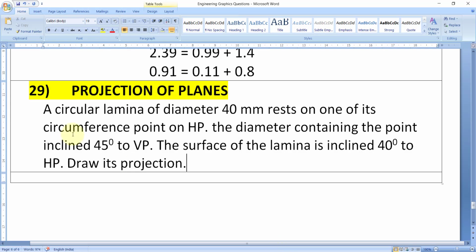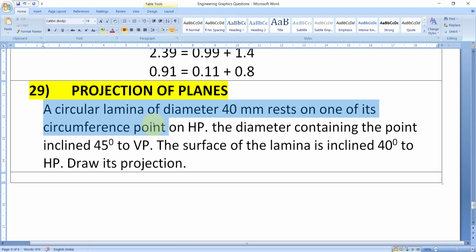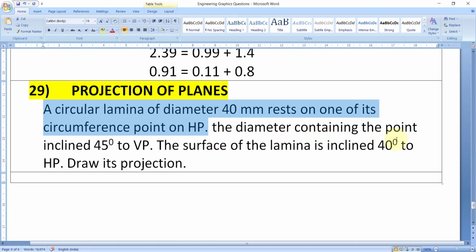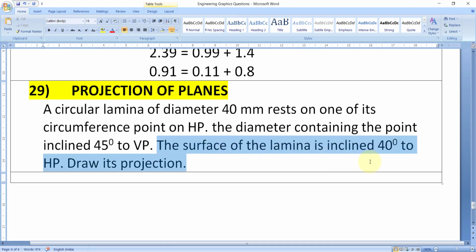Hi guys, in this video I will show you a problem on projection of planes. A circular lamina of diameter 40 mm rests on its circumference point on HP. The diameter containing the point is inclined 45 degrees to VP. The surface of the lamina is inclined 40 degrees to HP by its projection. So this problem is basically a plane inclined to both the planes. So let us see this.